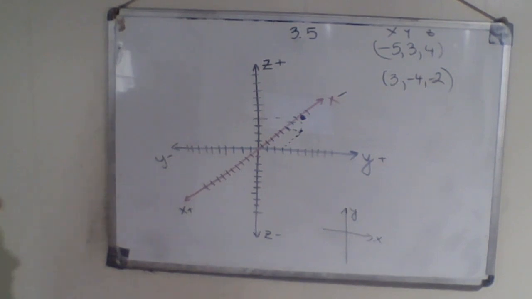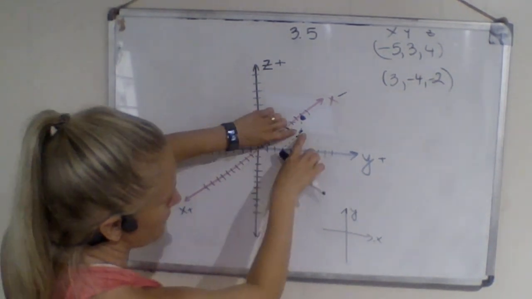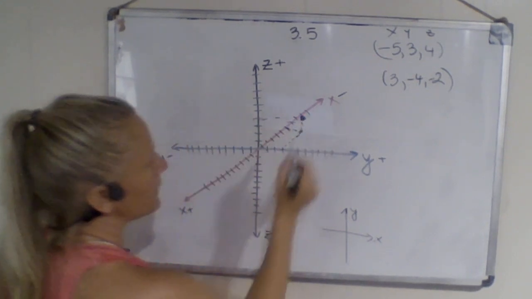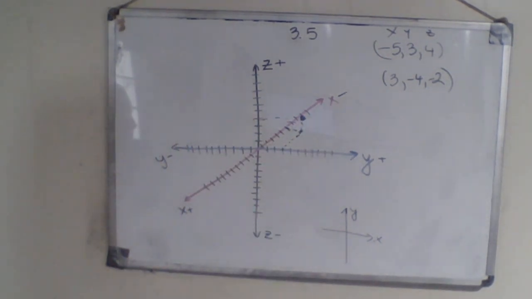So the way we do it is we connect x with y. We see where they meet. Then we bring it up to where it meets z. And that's our connection point.